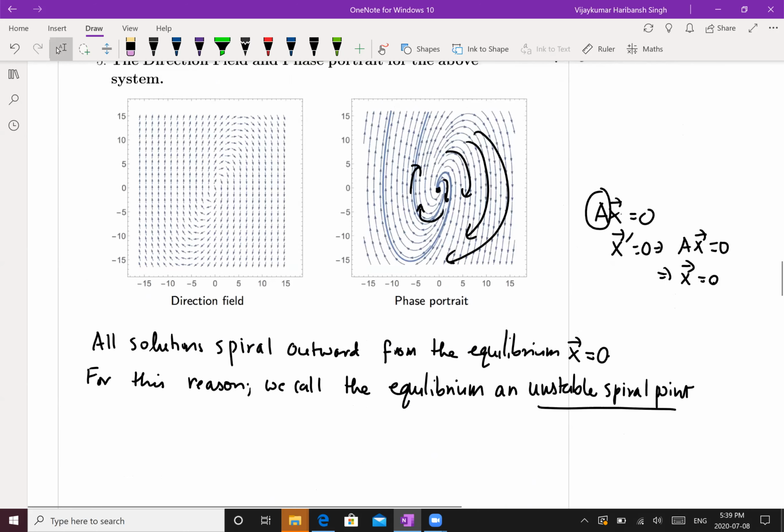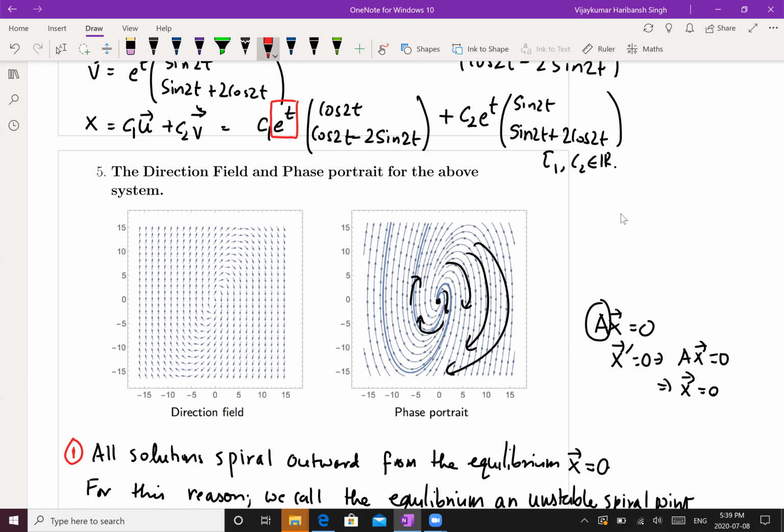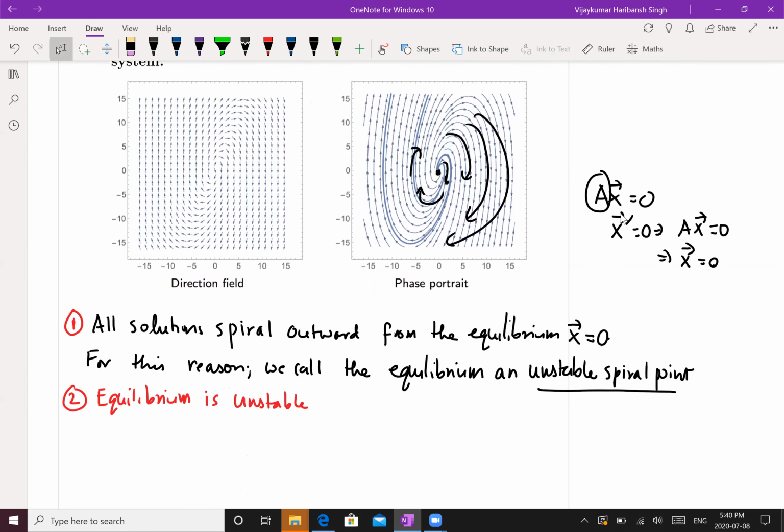Yeah, so why does it spiral away? The equilibrium is unstable because of this e to the power t, right? It has a positive power. So it's unstable because the real part of the eigenvalue, lambda equals 1, is positive in this case. If it was negative, then the story would be completely different. Then it will spiral inward, right? It's positive in this case.